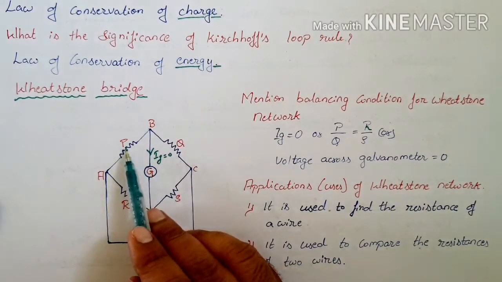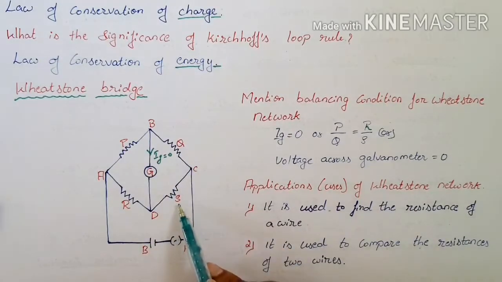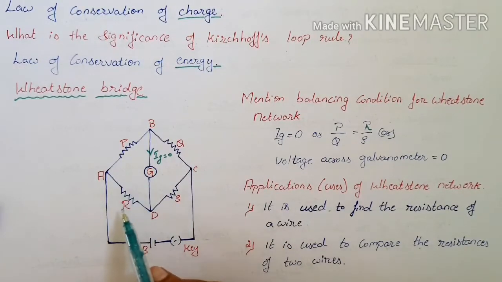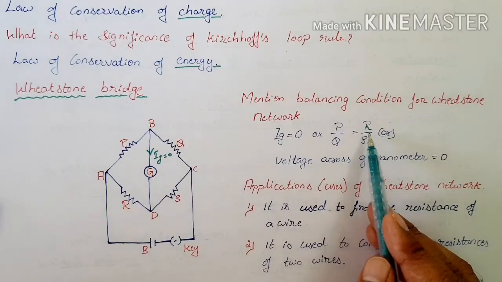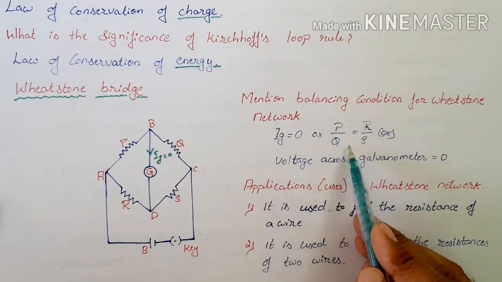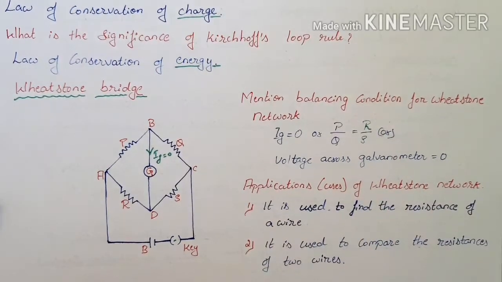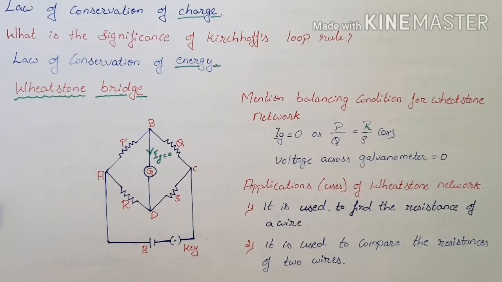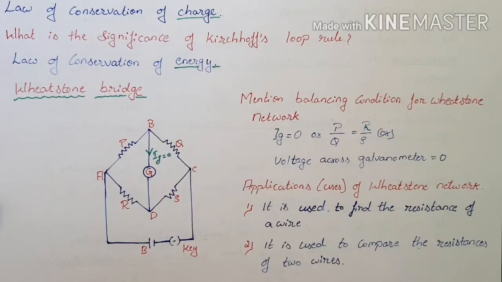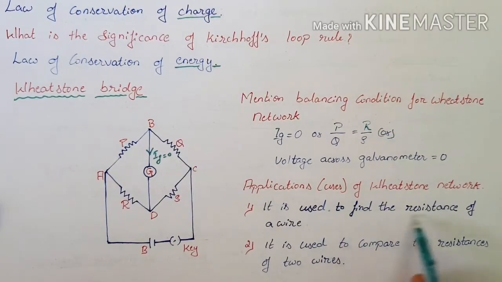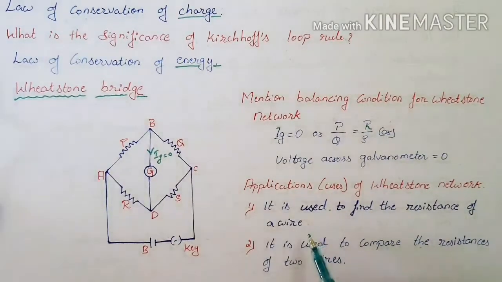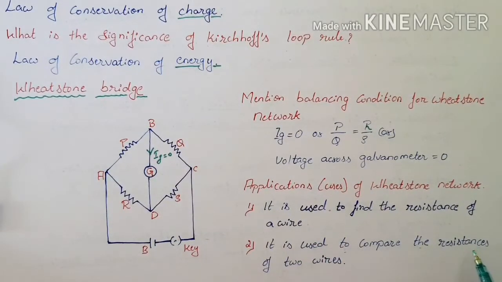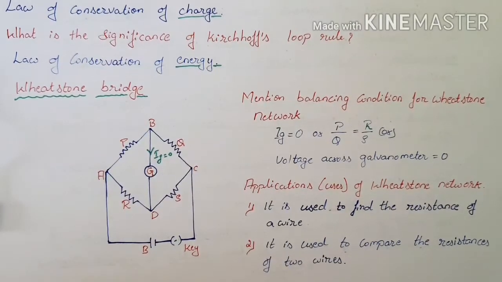If we know the value of P, Q, and S, but we don't know the value of R, then we can use this formula and write R equals PS by Q. That is the method we use to find unknown resistances. So the Wheatstone bridge has 4 resistances in a quadrilateral form with a galvanometer connected in the middle arm. It is used to find the resistance of a wire or any unknown resistance, and also to compare the resistances of 2 wires. These are the practical applications of the Wheatstone network.